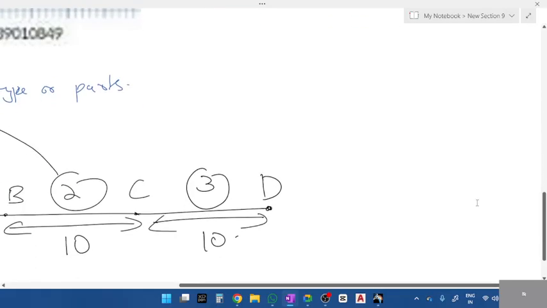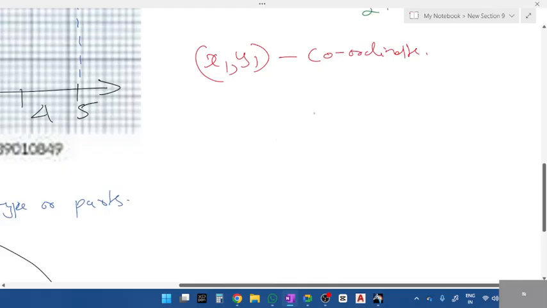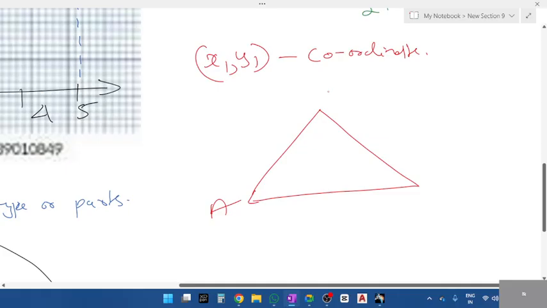Then, what are the practical applications? Next, triangle. Let me take a triangle like this. Last year we studied the midpoint theorem. In the midpoint theorem, do you all remember what is midpoint? What do you mean by midpoint, students?